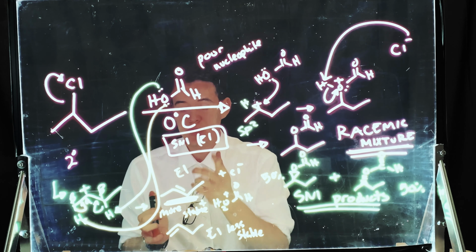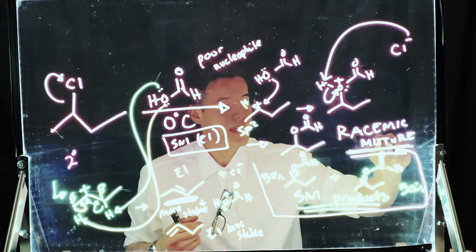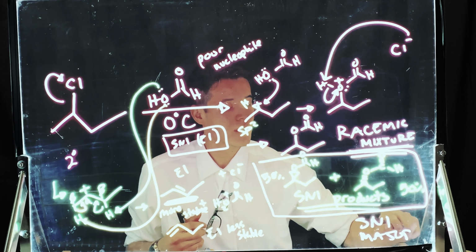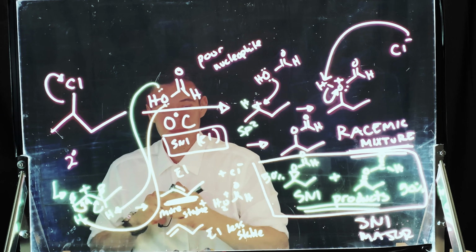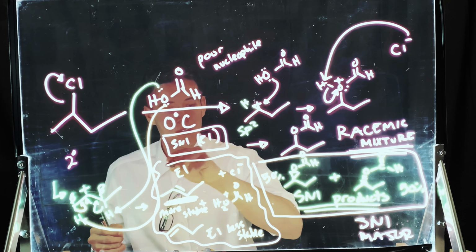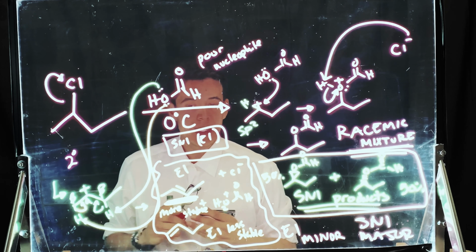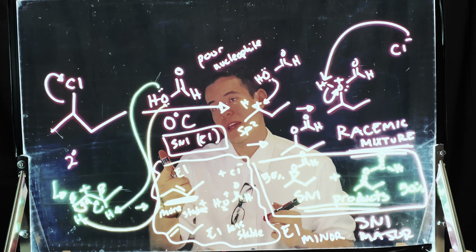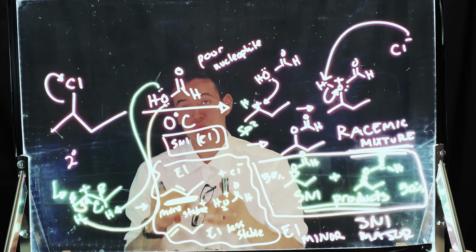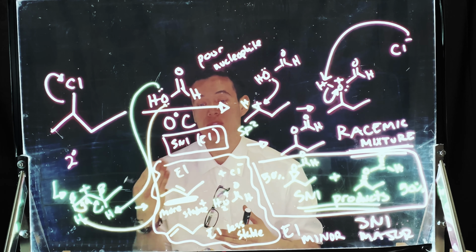Since we're at 0 degrees Celsius, our major products are going to be the SN1 products. SN1 major, which means our E1 products are minor. If we had increased the temperature to, say, 100 degrees Celsius, then we would expect to see the E1 products to be the most stable. They would be the more favorable major products, okay?